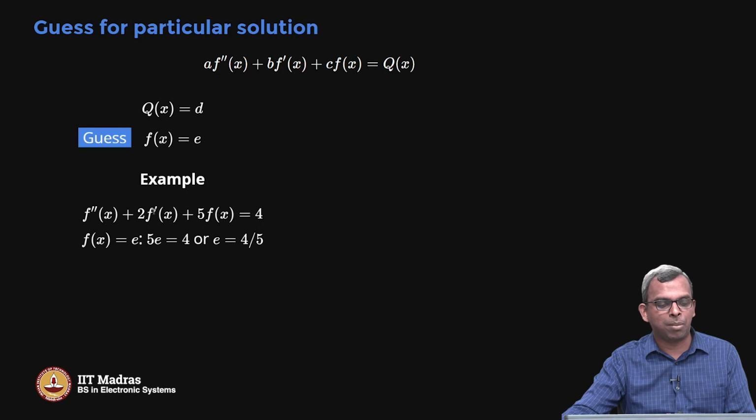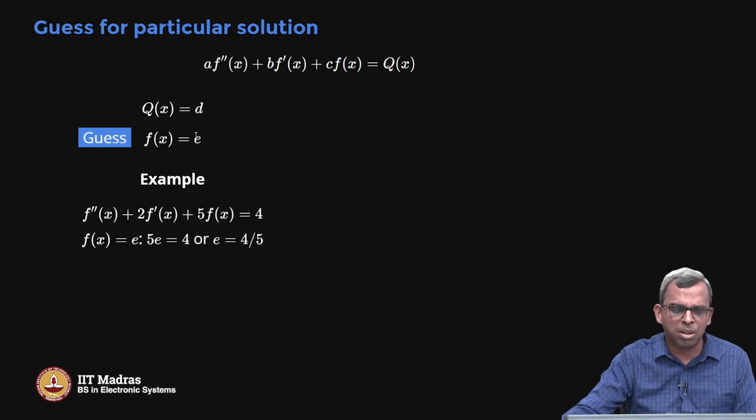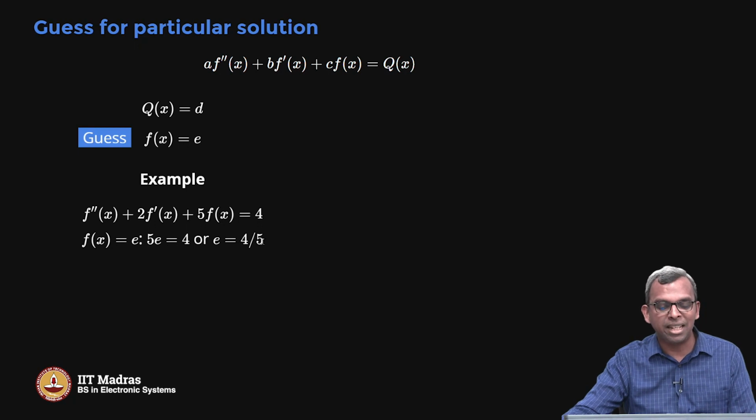If you have f double prime plus 2f prime plus 5f equals 4, I may guess f of x equals e. I get 5e equals 4, because this derivative is 0 and this derivative is 0, so 5e equals 4, or e equals 4 by 5. Once again, remember this notation is slightly confusing. This is not the 2.71 number, this e is just some constant. So I'm guessing that constant, and I get e equals 4 by 5.